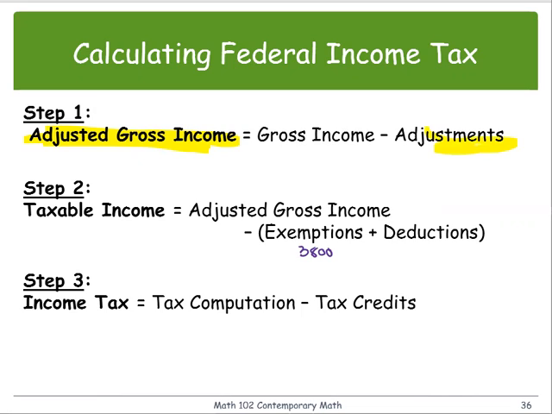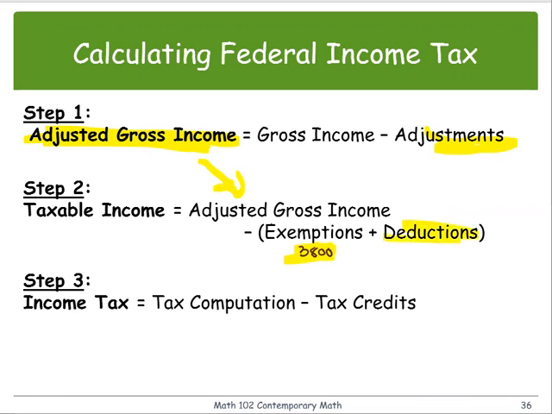Step 2, compute taxable income. Using the adjusted gross income from step 1, subtract the sum of exemptions and deductions. The exemption, based on the year 2012, is a fixed amount of 3,800 for yourself and the same amount for each dependent.